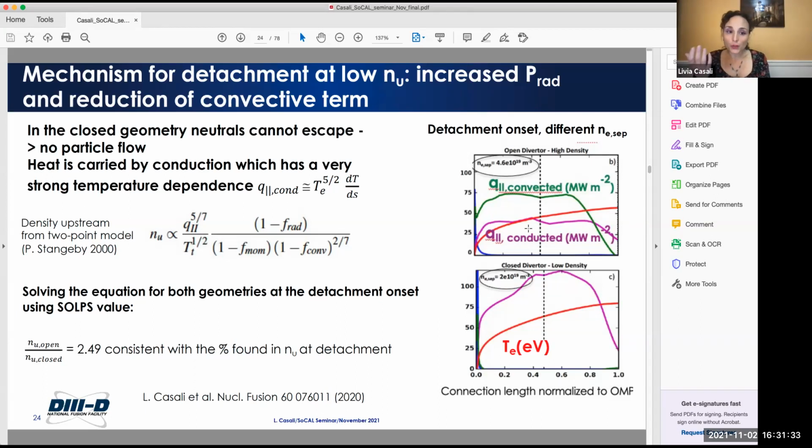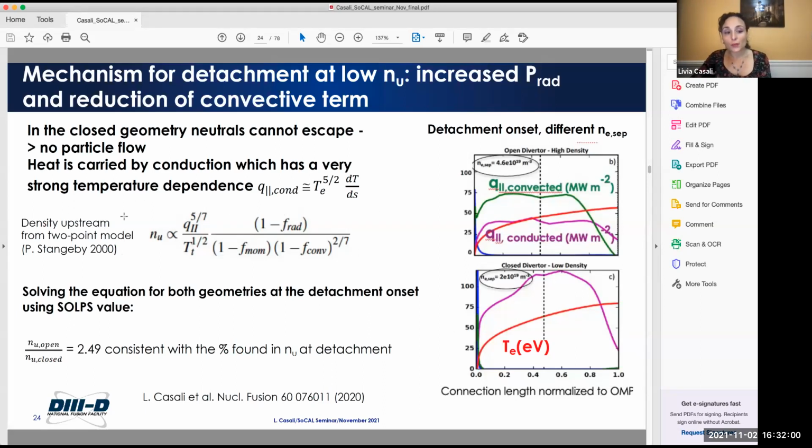In simple words, what is happening is that in the closed divertor, the neutrals cannot escape, and therefore there is no particle flow. In fact, we can see here that we don't see the convective part. But then if there is no convection, the heat needs to be carried out by conduction, which has a very strong density dependence, as we can see from the equation.